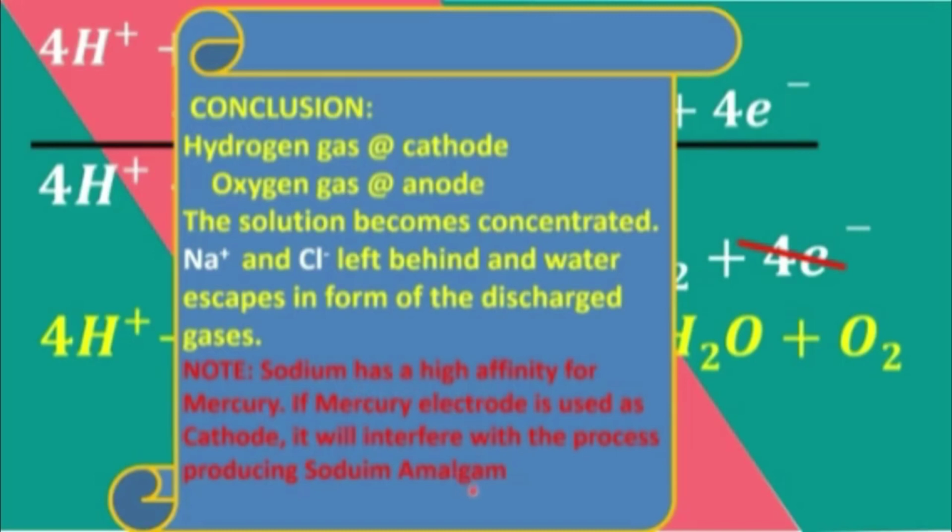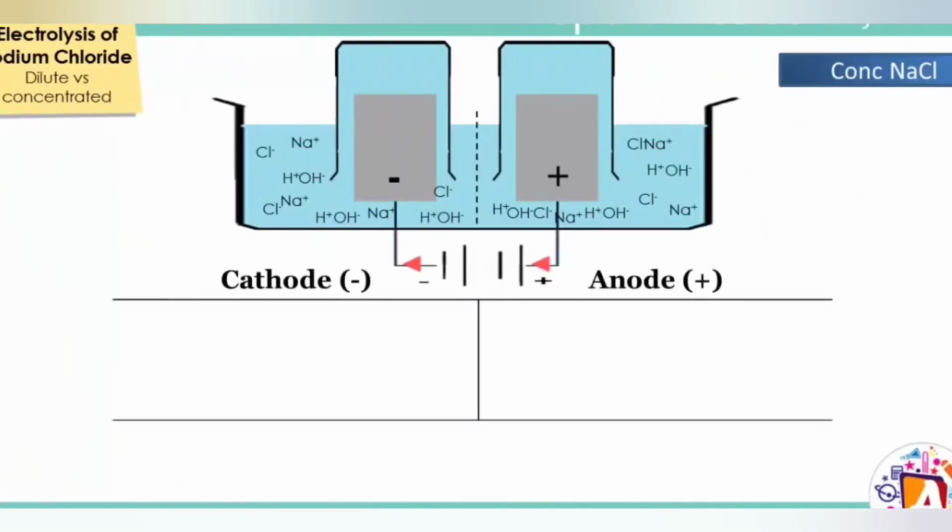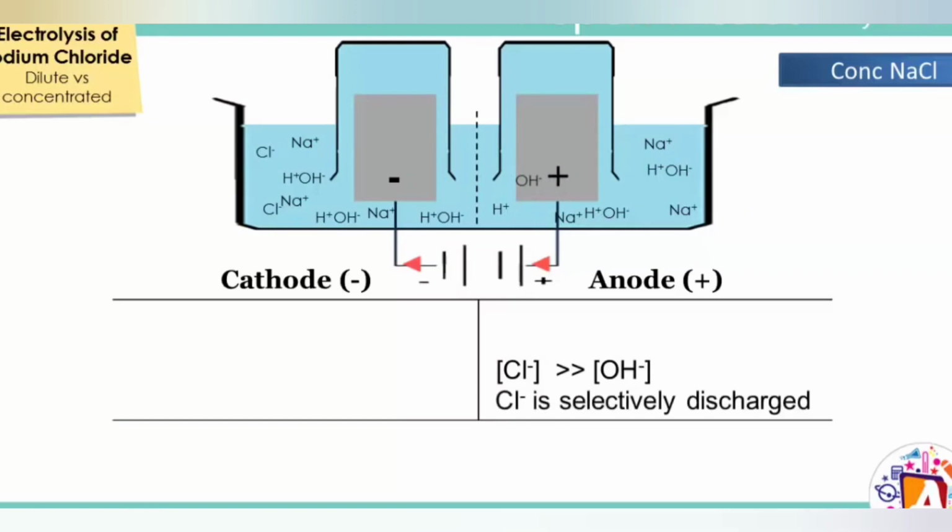Important. Let's now move on to the electrolysis of concentrated sodium chloride, which is also called what? Brine. In brine, we have more concentration of the sodium and the chloride ion than the hydrogen and the hydroxide what? Ion. So what do you think is going to happen during the discharge when the potential difference is set up? Chlorine at the anode will be discharged. Why? Because the concentration of chloride is way higher than that of what? The hydroxide ion in this case, okay? So chlorine will be discharged.